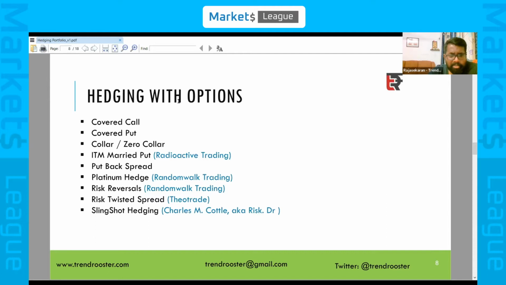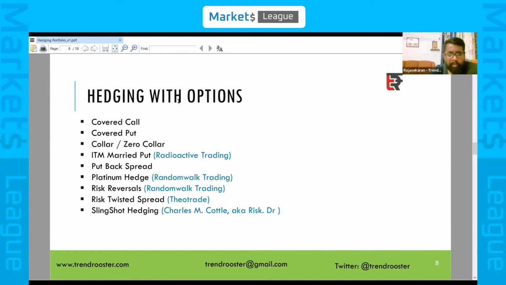Covered put, which I just mentioned about Warren Buffett, where he sold 15 years of puts at roughly the 2100-300 price level, where he shorted 15 years' worth of S&P 500 put options. So that is called a covered put. Collar and zero collar, I'm going to show in the next few slides. In the money married put is famous in the trading community, where they do this in the money married put. This is also one of the hedging methods.